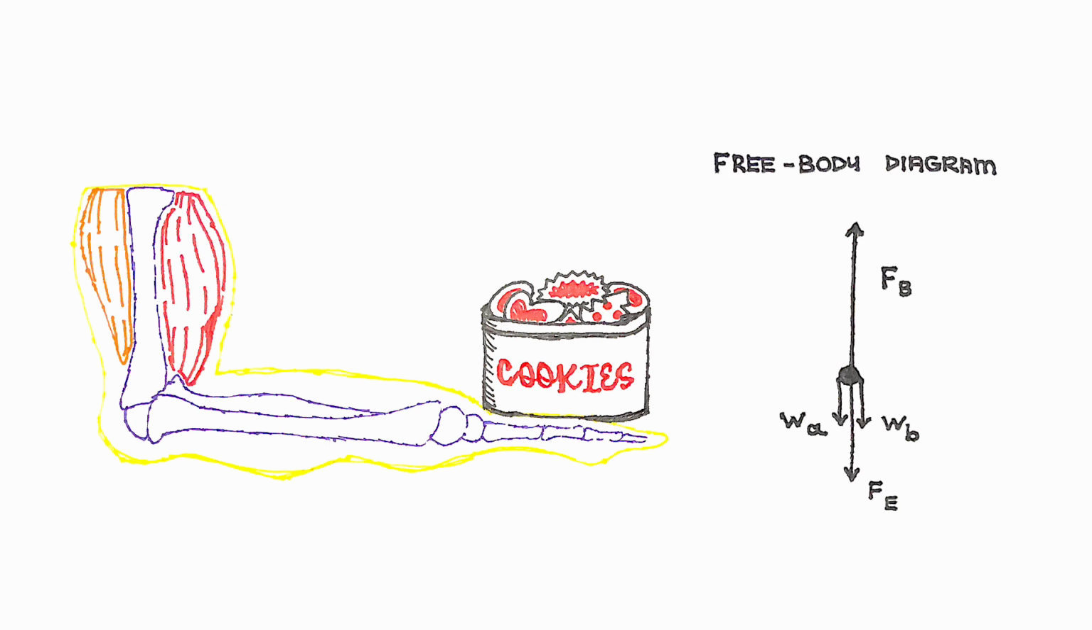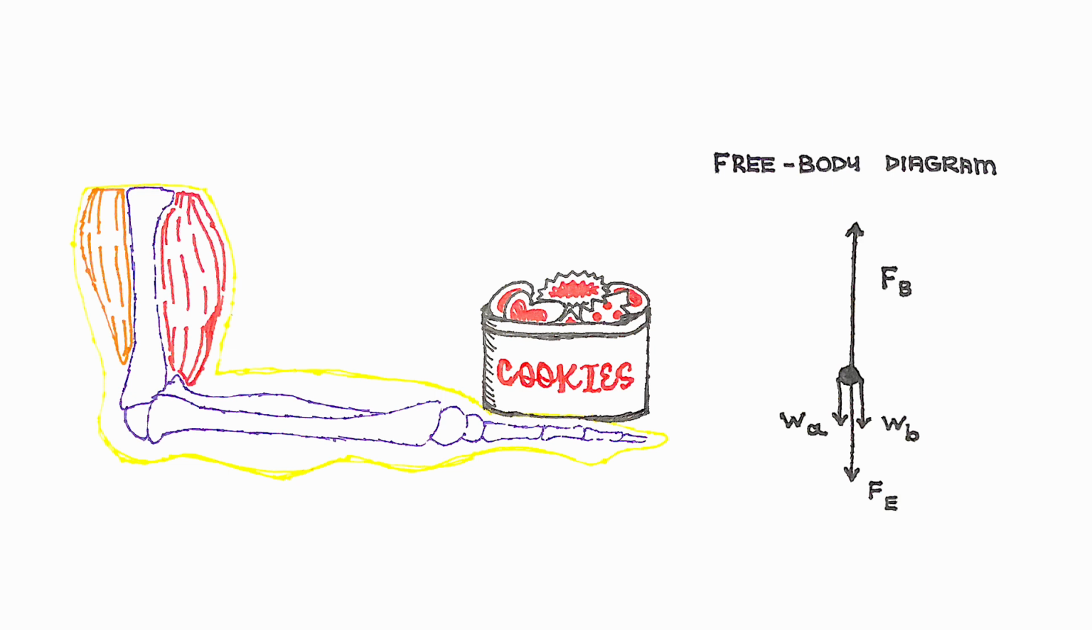First, like with any system dealing with forces, you want to start by drawing a free body diagram. In this scenario, there are 4 forces acting on the forearm and the cookie tin. FB represents the magnitude of the force of the biceps.